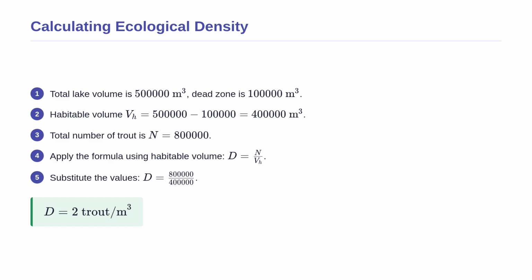Now we divide the 800,000 trout by this livable space. The result is 2. This means there are 2 trout per cubic meter of healthy water, giving us a true picture of their crowded living conditions.